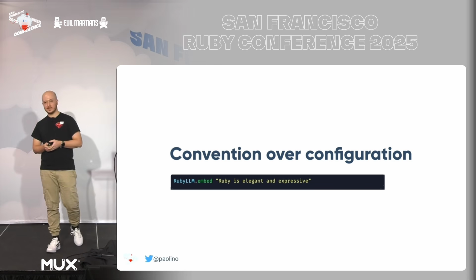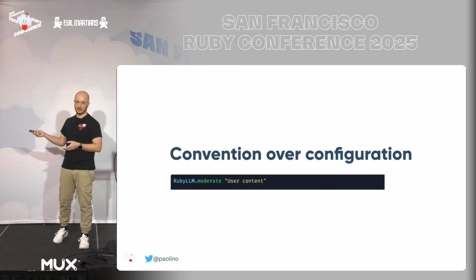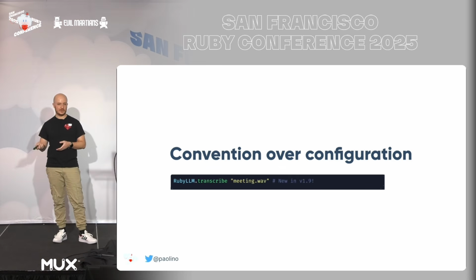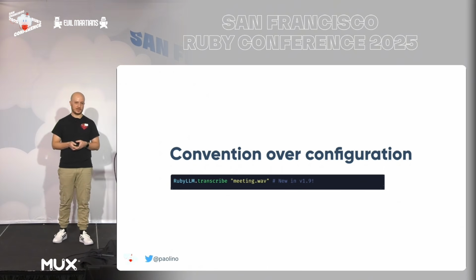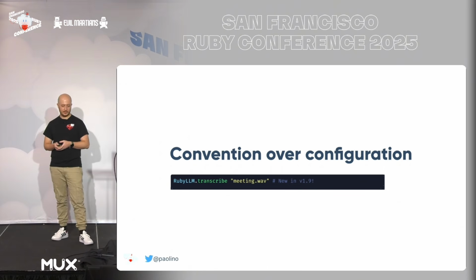You can generate embeddings like this. You can moderate content like that. And in the last version, 1.9, we also have transcription of audio.